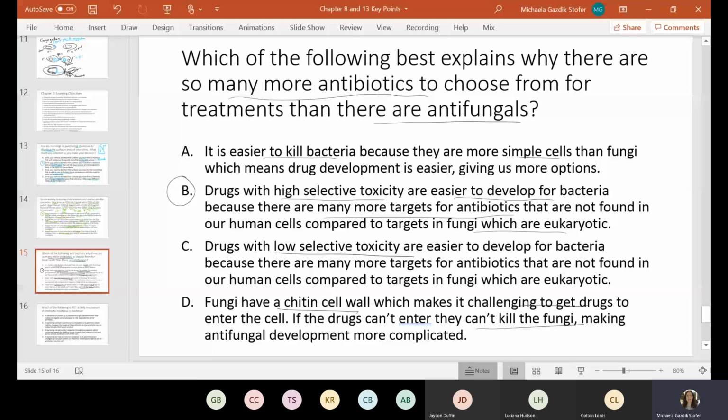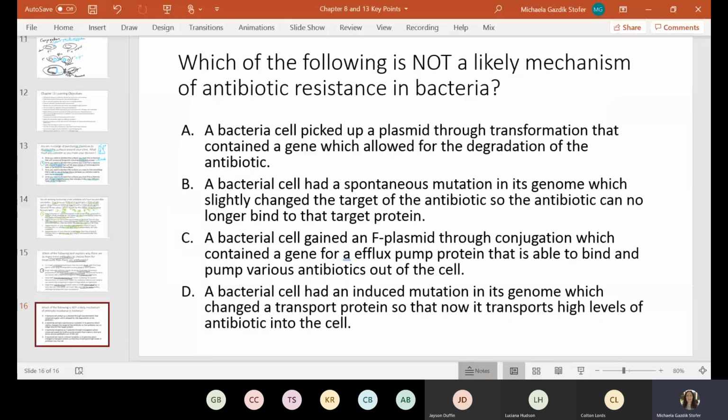And the last one is looking at antibiotic resistance. So how do we become resistant to these drugs that we have? And we want to know which one is not a likely mechanism. So A says the bacterial cell has gained a plasmid through transformation. It does horizontal gene transfer. And that plasmid had a gene on it that made a protein that allows for the degradation of the antibiotic.